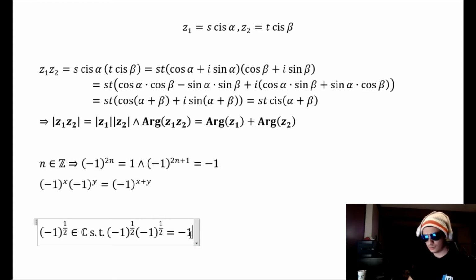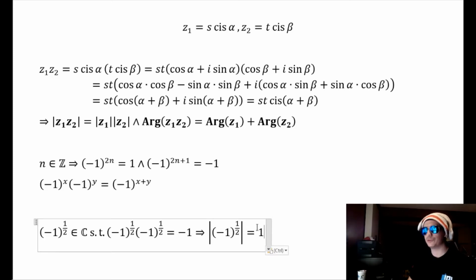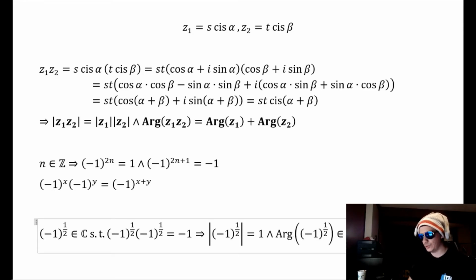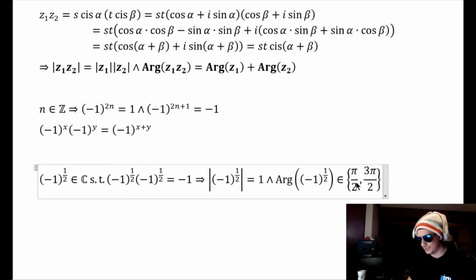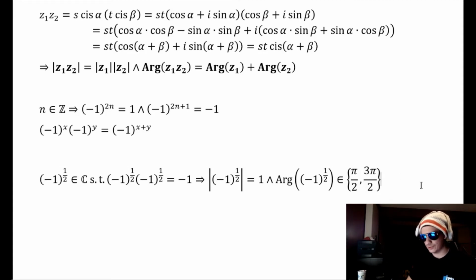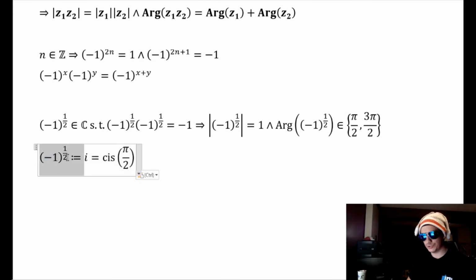Therefore, the modulus of -1 to the 1 over 2 is 1, and the argument of -1 to the 1 over 2 is pi over 2 and 3 pi over 2. So here we're just stuck in a pickle because we don't really know which one of these it is, but we're defining a function. So we'll just say that we define -1 to the 1 over 2 as i. And this just happens to be cis pi over 2.